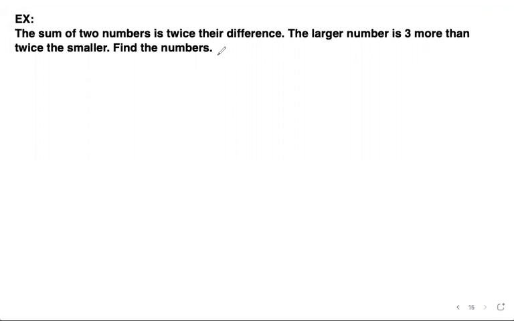I can read it. The sum of two numbers is twice the difference. The larger number is 3 more than twice the smaller. Find the numbers.